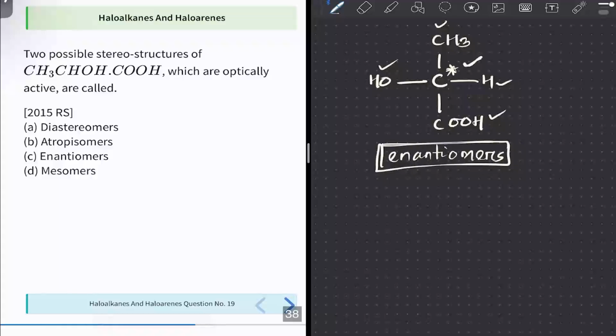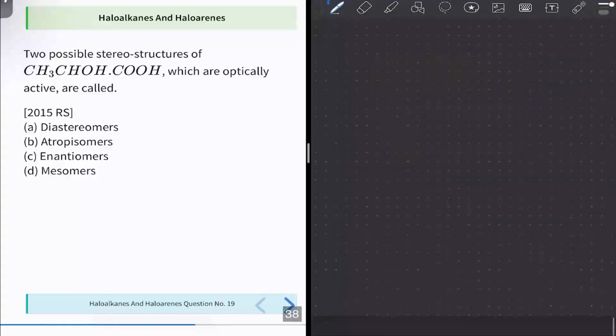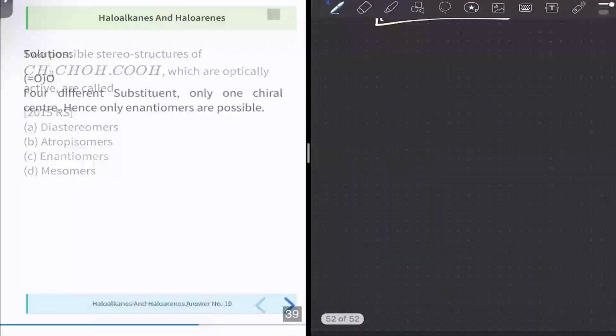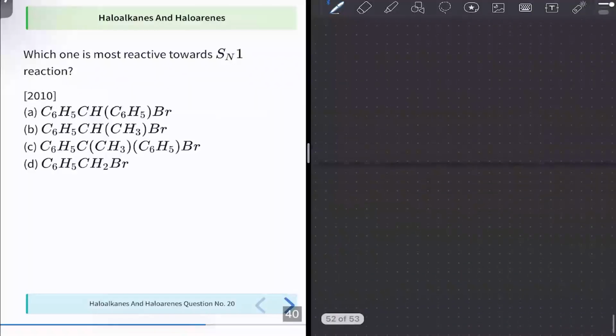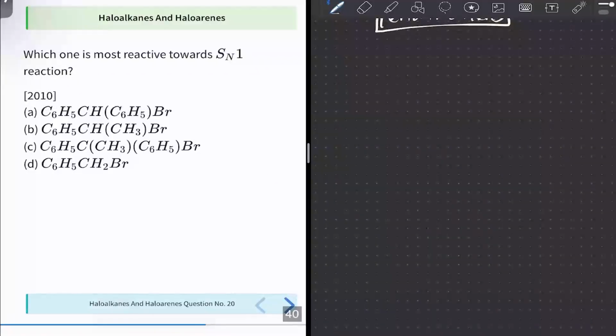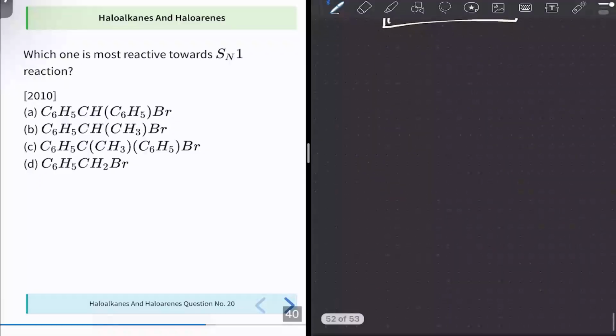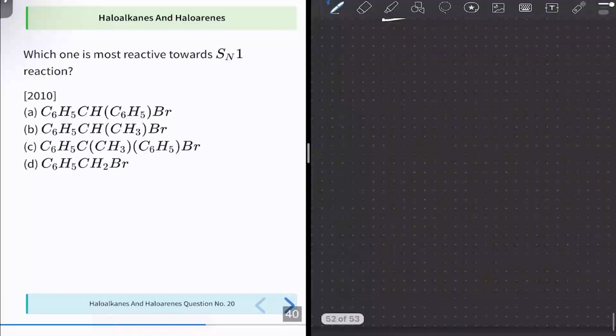The optically active isomers will be called enantiomers. Then we will move to question number 20. Which one is most reactive towards SN1 reaction? So let's recap the SN1 reaction first.